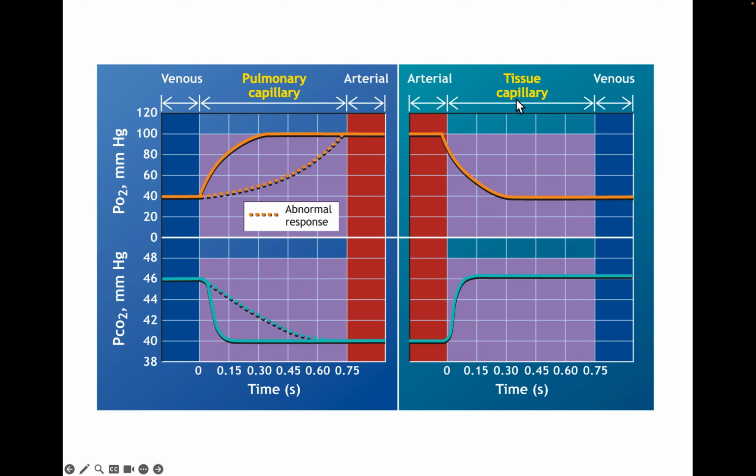From your arteries, we get to our muscle tissue, and the muscle tissue will absorb some of that oxygen, and it will get rid of carbon dioxide. So now in your veins, we have lower levels of oxygen compared to your arteries, and we'll have higher levels of carbon dioxide compared to your arteries.